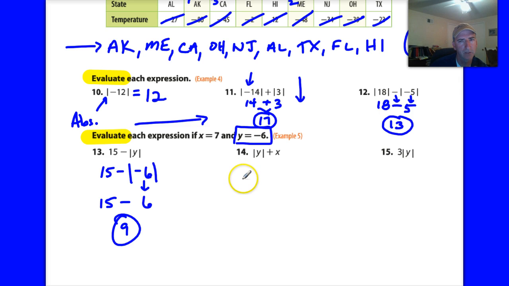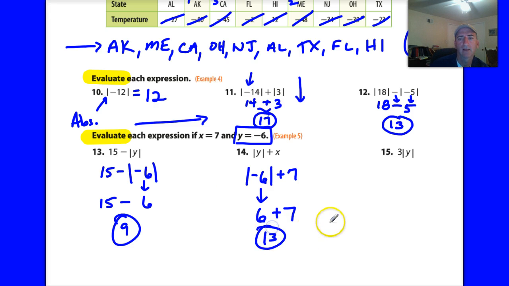Make sure you're hitting pause as you need to here because you need to understand that, that's more important than just zipping through these notes. Number 14 says the absolute value of y plus the absolute value of x, which is 7. It means the absolute value of y, which is negative 6, plus x, and x is 7. So that's your question there. Okay, so you do that first. Why do you do that first? Because the order of operations says you do the grouping symbol first. 6 plus 7, 13. And there you got it.